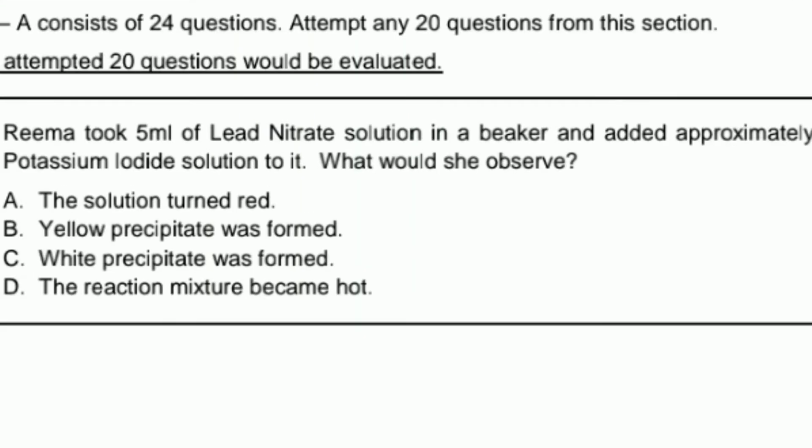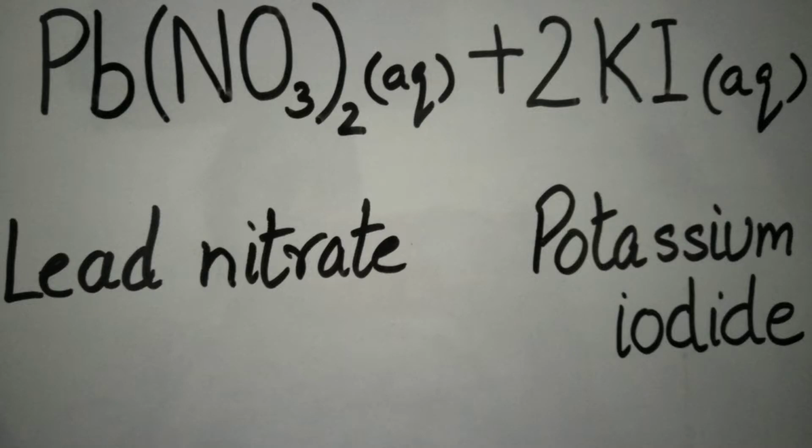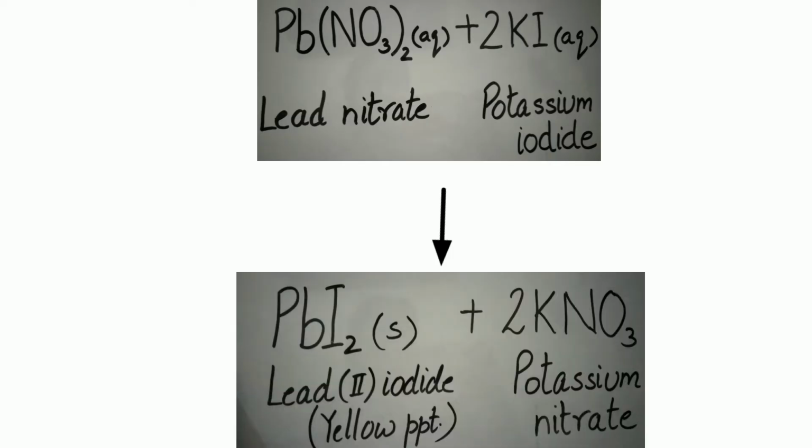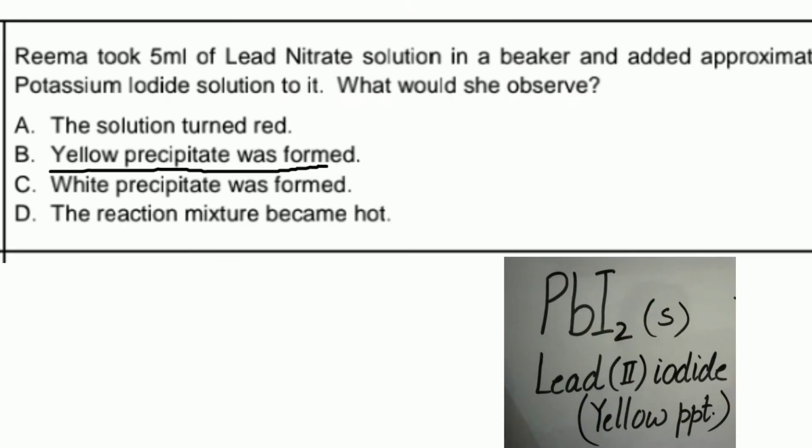First question is, Rima took 5 ml of lead nitrate solution in a beaker and added approximately 4 ml of potassium iodide solution to it. What would she observe? Lead nitrate solution reacts with potassium iodide solution to form a yellow precipitate of lead iodide. So Rima would observe a yellow precipitate. So option B, yellow precipitate was formed, is correct.